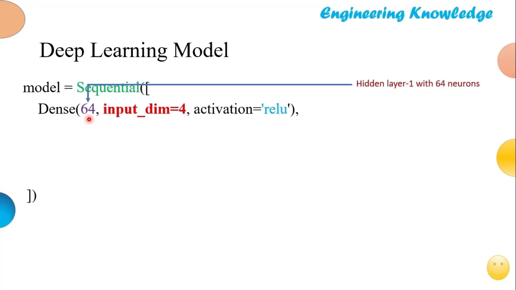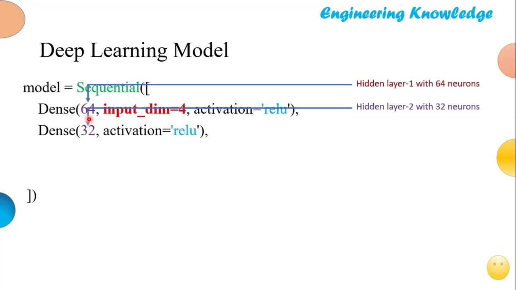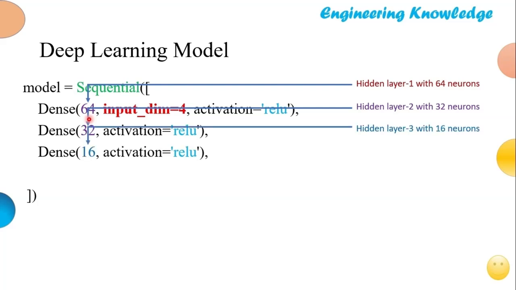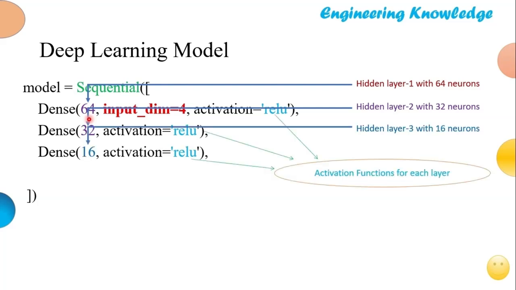The hidden layer 1 has 64 neurons. Hidden layer 2 will have 32 neurons. Hidden layer 3 will have 16 neurons, and each will have activation functions of ReLU. And how many outputs do we have? How many labels do we have? We have only one label, so therefore, we will have a dense 1.